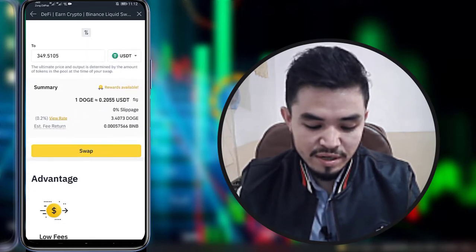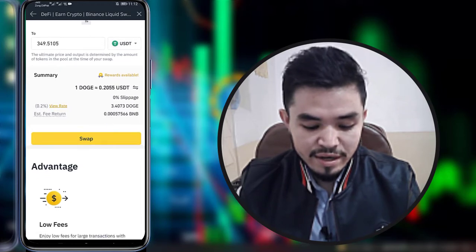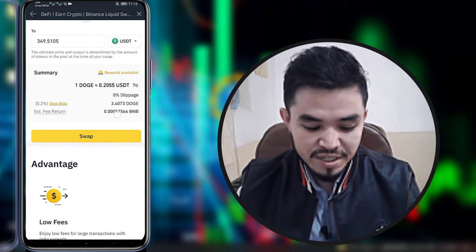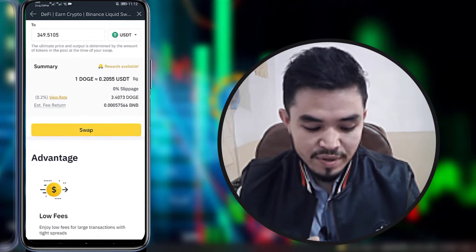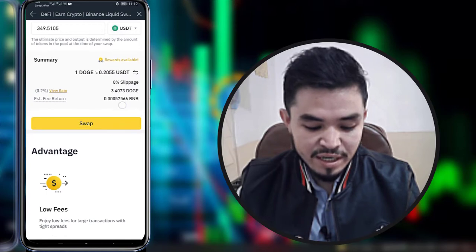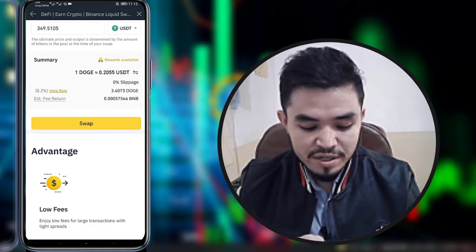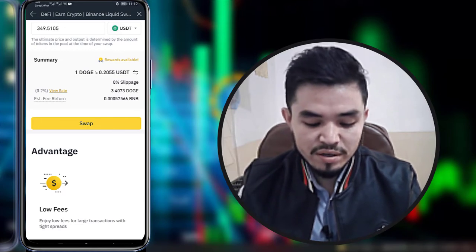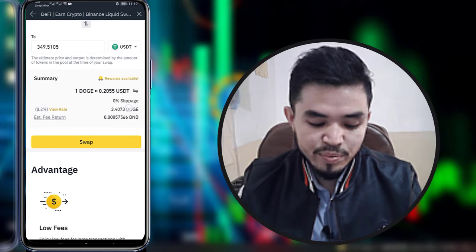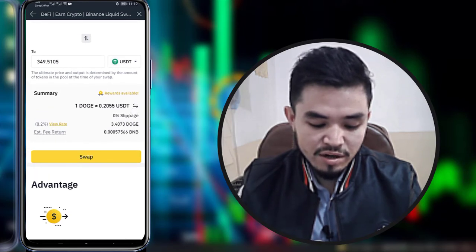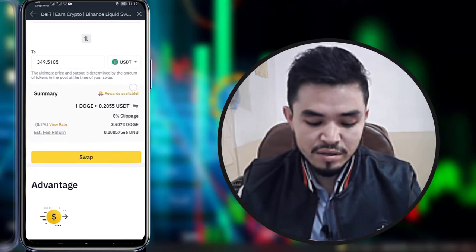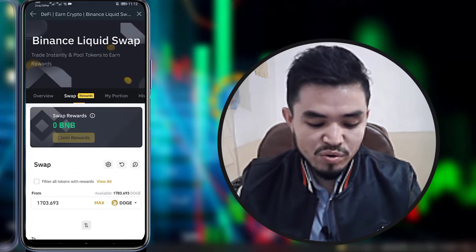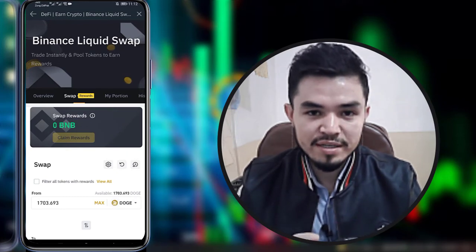One Dogecoin will be equal to 0.20 cents. Here is zero slippage. Here is the 0.2% reward. You can see the estimated return: you will earn 0.0005 BNB once you have swapped your token on this platform. Here they are taking 3.40 Dogecoin as their fee. So this is how you can do swap farming on your Binance account.